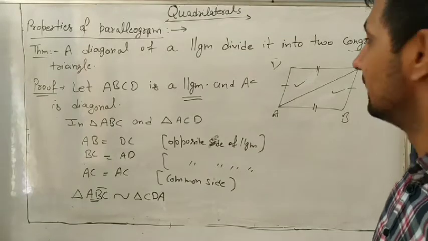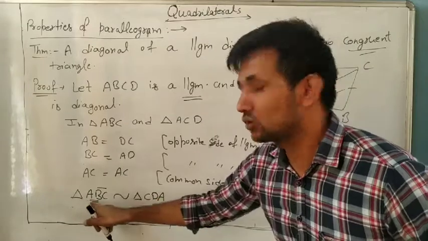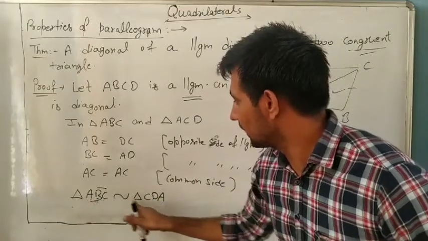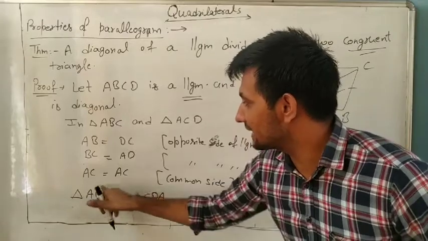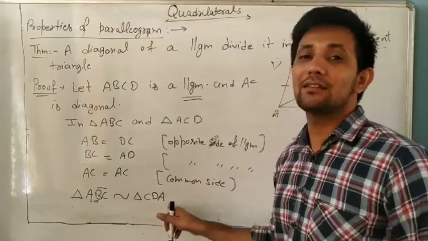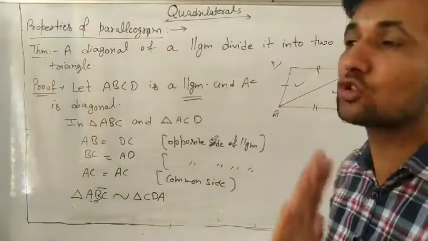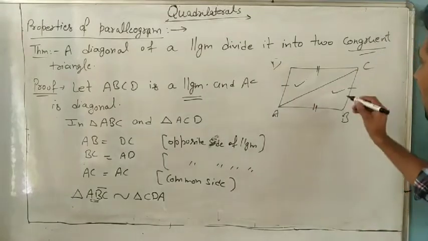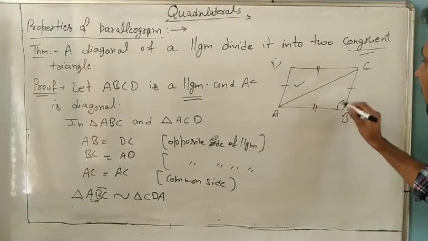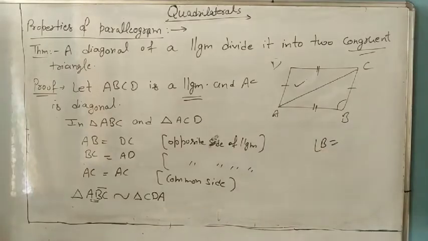Corresponding parts mean AB first two. So AB equal to CD, BC equal to DA, and AC equal to CA. In congruent triangles, there are six corresponding parts. Three are sides, three are angles. If I ask you, angle B equal to which one? Angle B equal to angle D.